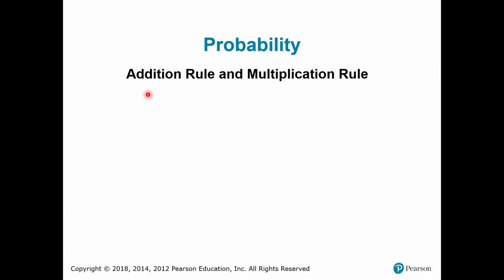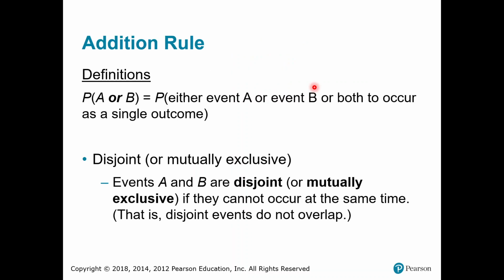Probability, addition rule and multiplication rule. The addition rule, definitions. P of A or B represents the probability of either event A or B or both to occur.